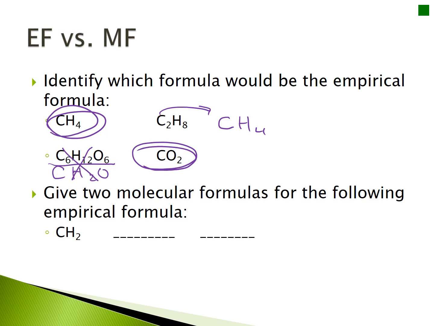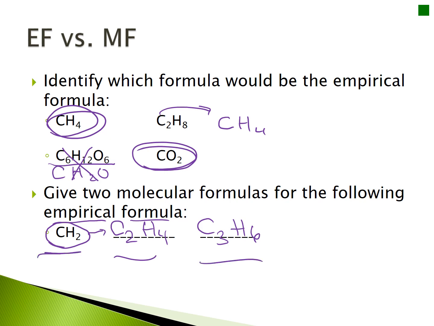Give two molecular formulas for the following empirical formula. This is the most reduced, and all you have to do is find a multiple of it. So let's say I'm going to multiply that entire thing by 2. I would multiply both subscripts by 2, so it would be C2H4. Now let's say I want to multiply by 3. It would be C3H6. So these two would be molecular, and this would be an empirical.